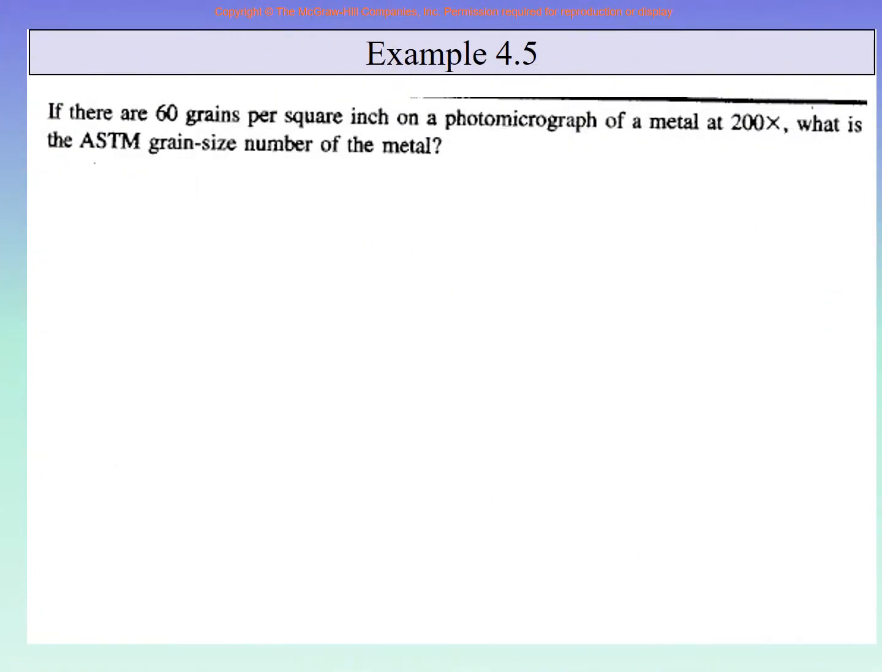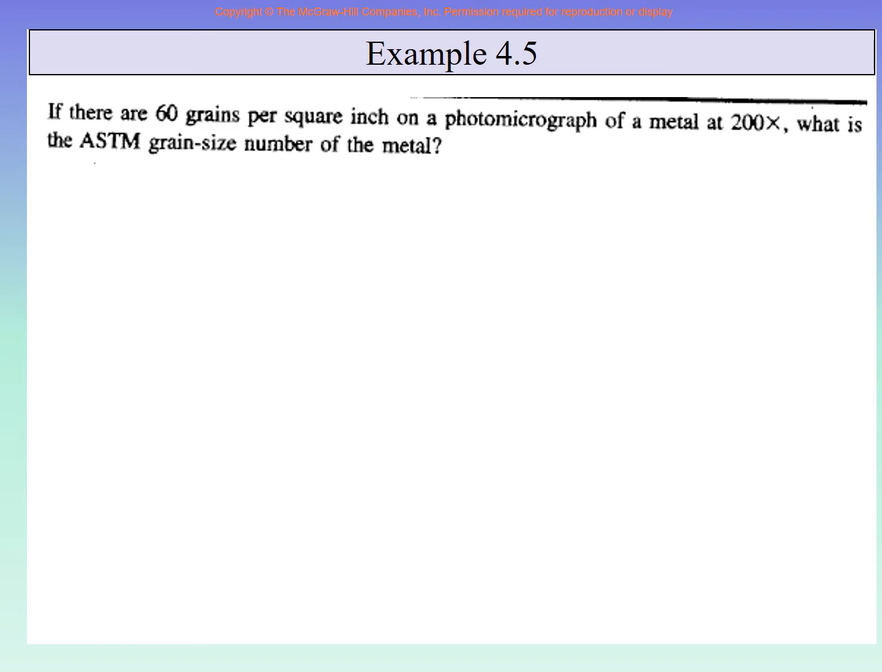For example, if there are 60 grains per square inch on a photo micrograph of a metal at 200 magnification, what is the ASTM grain size number? Right? So this time, maybe they had only a fixed lens microscope where they had only 200x. If it is our microscope, we can see the same image at 100 also.